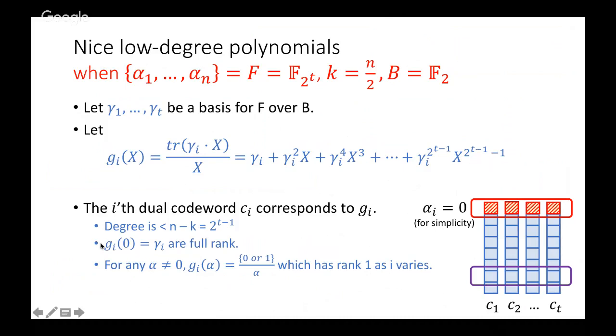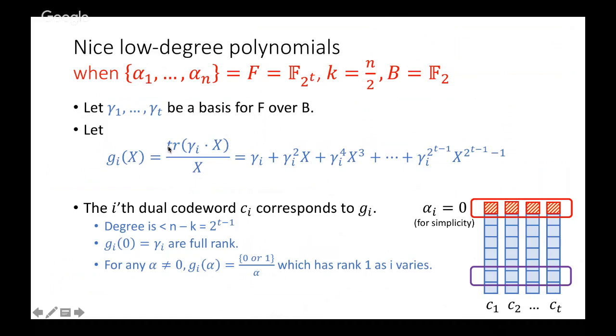So we're good there. The next thing I want to check is that I get full rank here. If I plug in 0, the symbols I get should have full rank. And I can see, just by looking at the formula, that if I plug in 0, the things I get are just the gamma i's, which necessarily have full rank because I defined them to be a basis. So good. And finally, the last thing is that for any other alpha that's not equal to 0, if I plug in that non-zero alpha into any one of these g_i's, I get something that just has rank 1 as i varies. To see that, we can just look at this version of the expression.